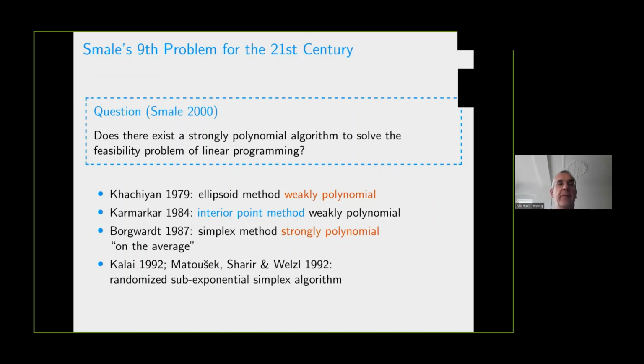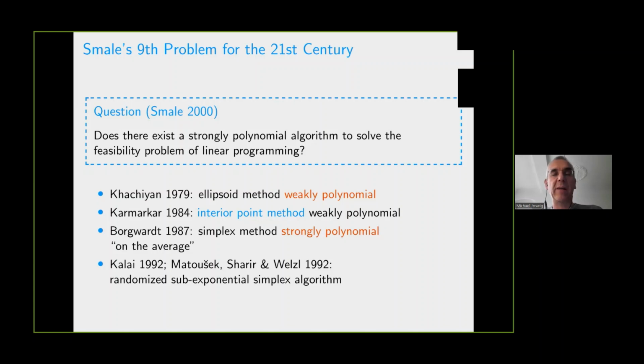This is a question which was made prominent by Steve Smale in a celebrated paper written in 2000. This is a list of problems for the 21st century. So Smale set up a list of problems that he deemed most important for the mathematics of the 21st century. The original statement is slightly more technical, and I'm paraphrasing only very mildly. He asked, does there exist a strongly polynomial algorithm to solve the feasibility problem of linear programming?